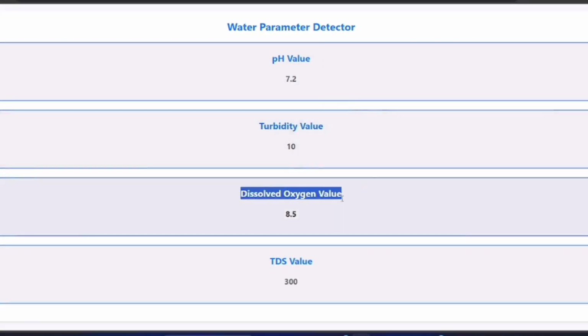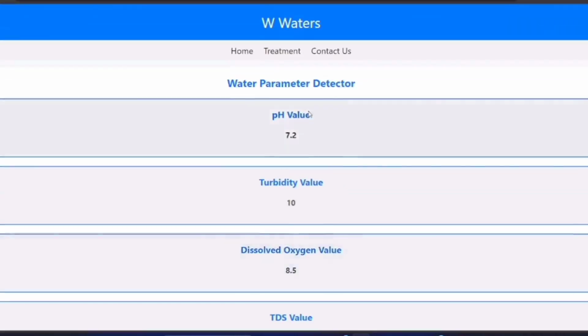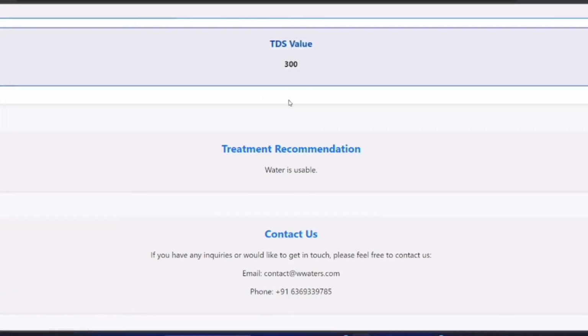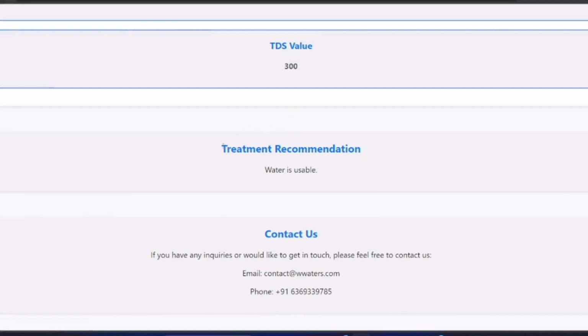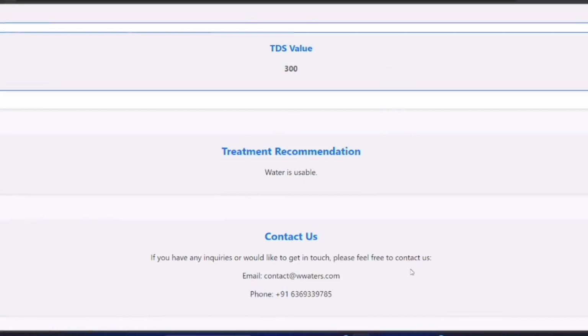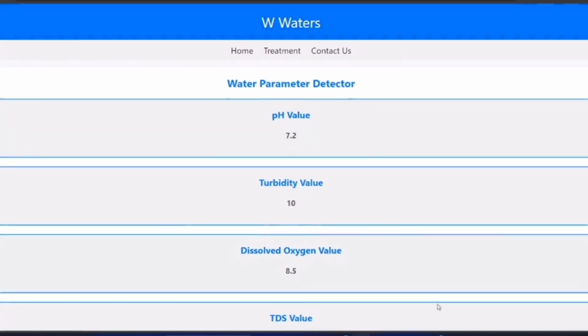The dissolved oxygen level for the tested sample water is 8.5, and the TDS value is shown as well. After all these values are fed into the software, with the help of AI it determines whether the water is usable or not. Here it shows the treatment recommendation, whether the water is usable or not usable, and that's how the interface works.